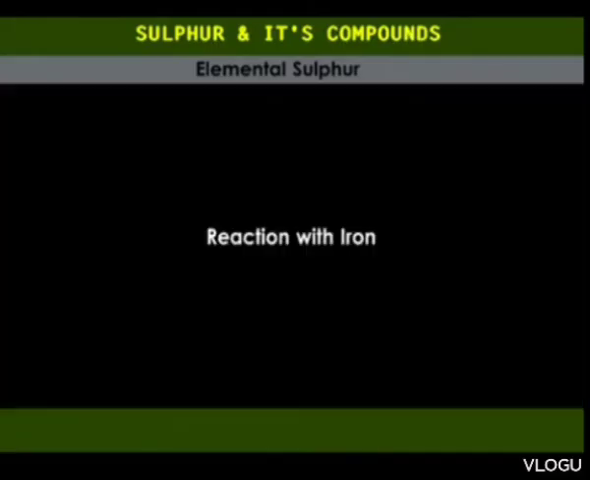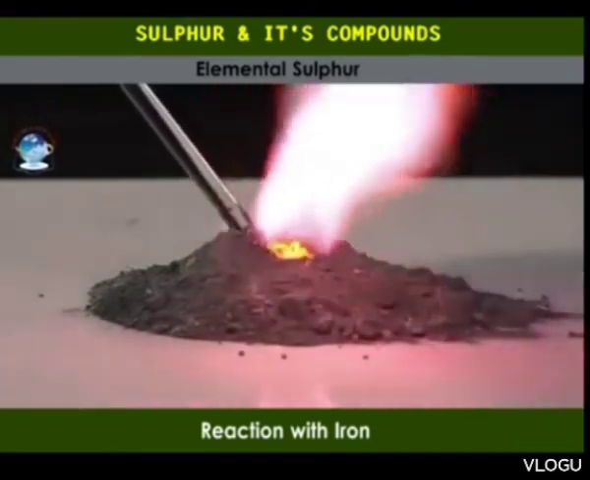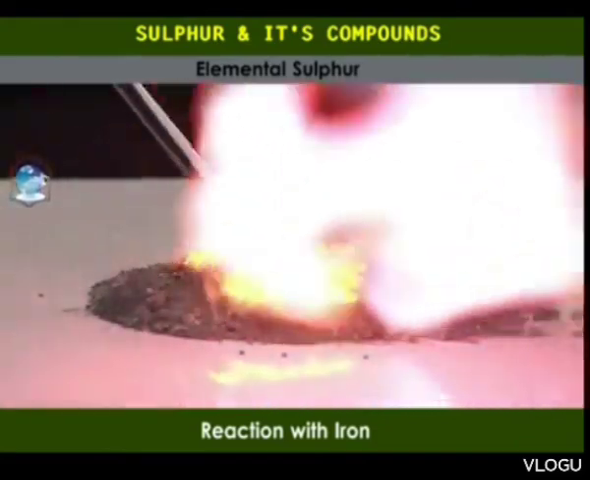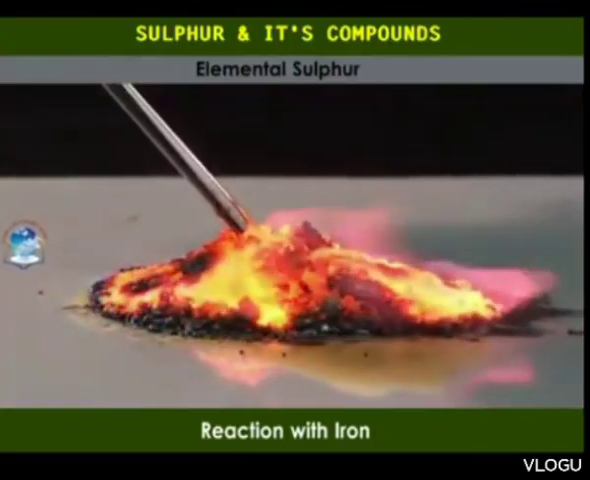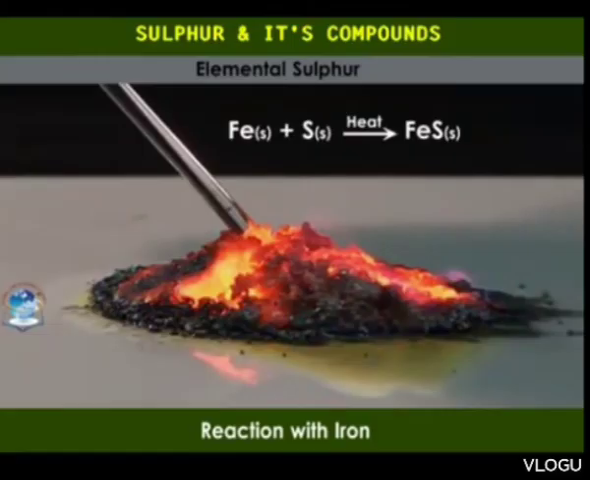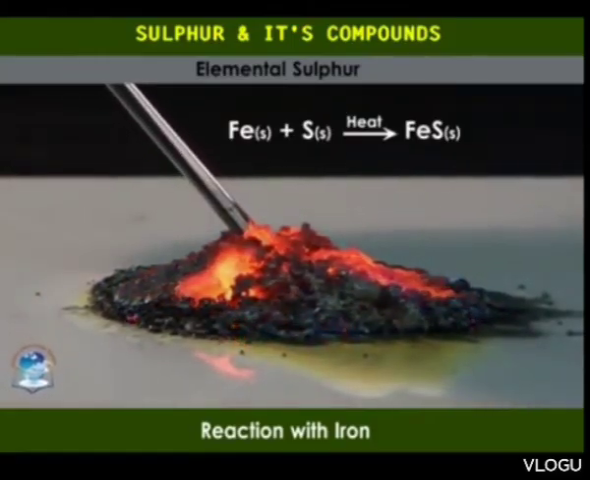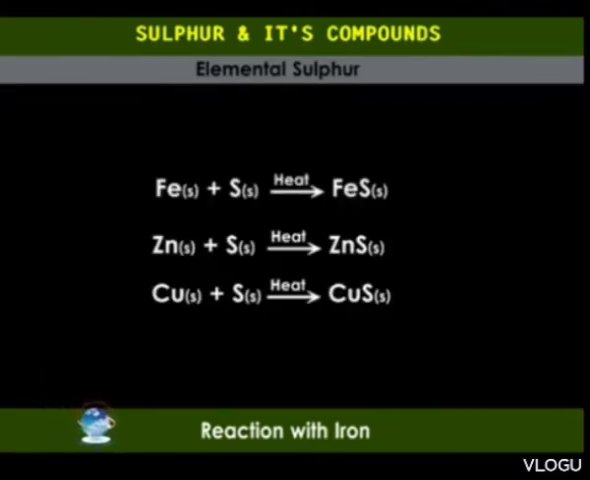Reaction with iron. When a mixture of iron and sulfur is heated, it starts to glow. The glow continues and increases in intensity even after the heating is stopped. This shows that the reaction is exothermic. A black solid of iron 2 sulfide is formed. Other metals like zinc and copper also react with sulfur when heated, forming metal sulfides.